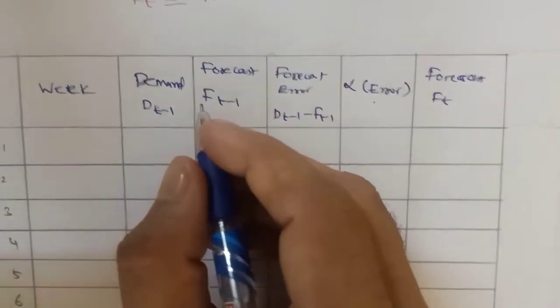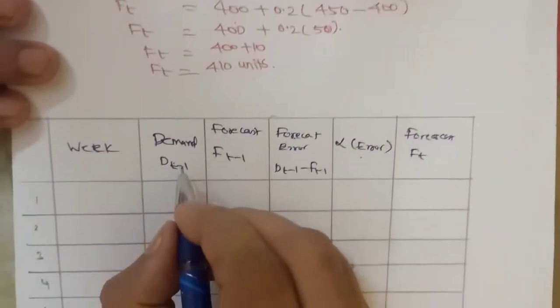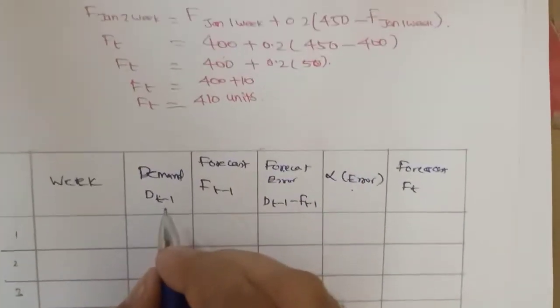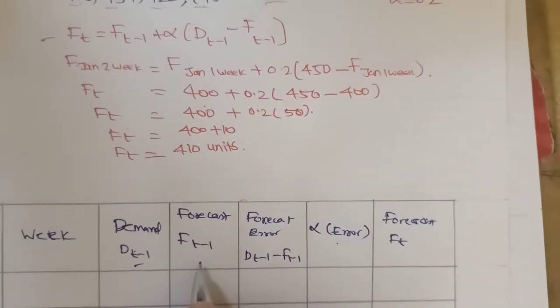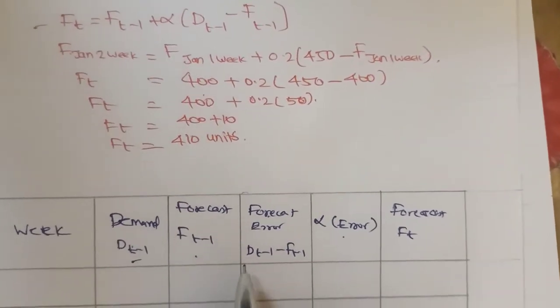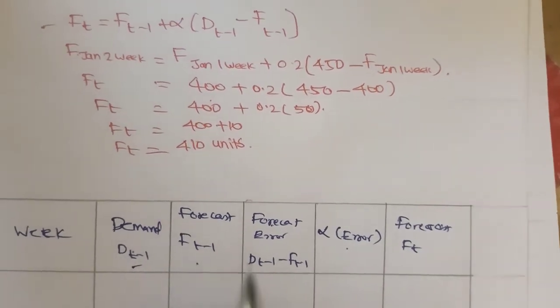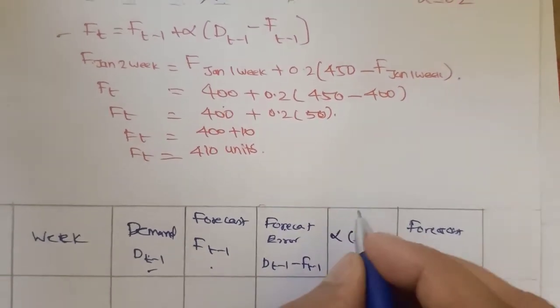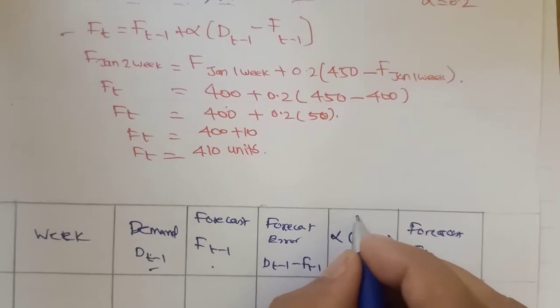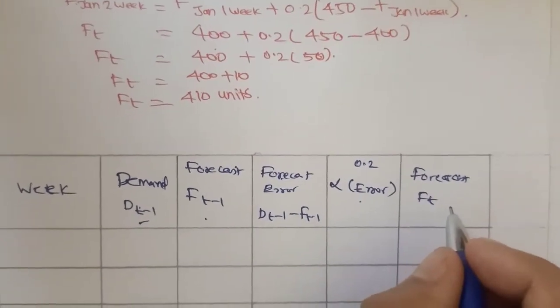So already we have an equation. So here we are writing t minus 1, dt minus 1 demand, ft minus 1 forecast, the forecast error, this minus this, and error. So we are going to multiply. As per our problem, it is given alpha equal to 0.2. We are going to multiply with 0.2. Finally, we have a forecast error.